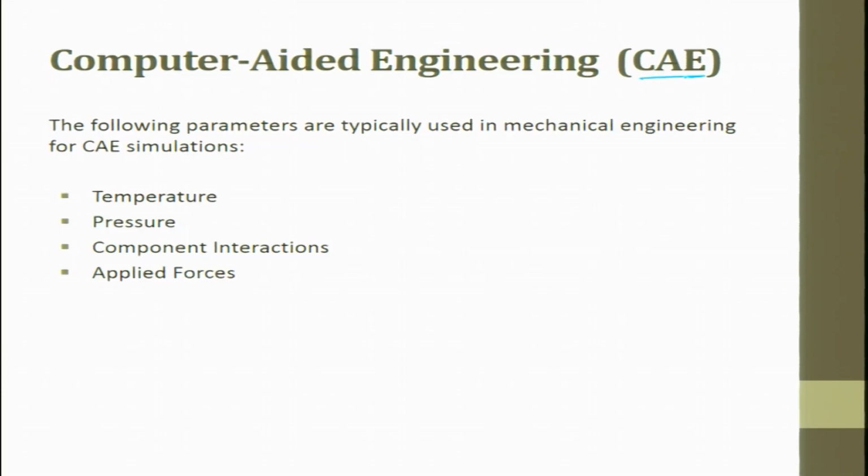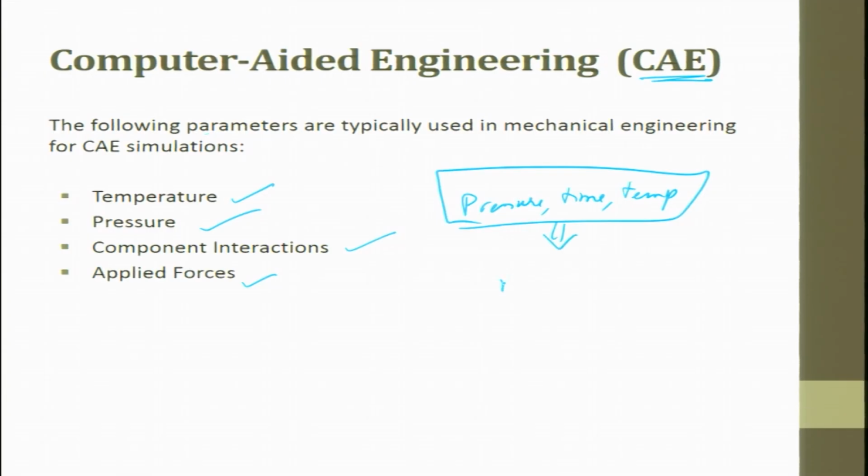Computer aided engineering. In computer aided engineering, the following parameters are typically used in mechanical engineering for CAE simulation: pressure, time, component interaction and applied force. So, pressure, time and temperature are 3 major parameters which are involved in manufacturing. So, in CAE we try to do that, and on top of this we also try to have interaction between the parts. Okay. So, that is what is talked about in interaction.